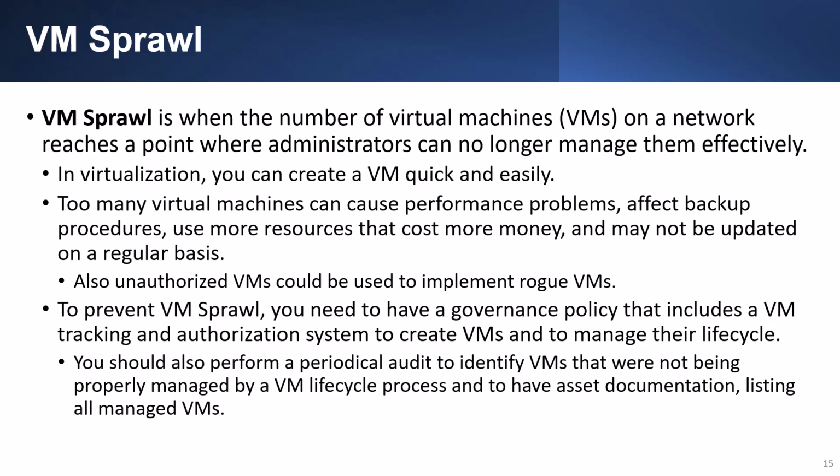To prevent VM sprawl, you need to have a governance policy that includes a VM tracking and authorization system to create VMs and to manage their lifecycle. You should also perform a periodic audit to identify VMs that are not being properly managed by a VM lifecycle process, and to have asset documentation listing all managed VMs.